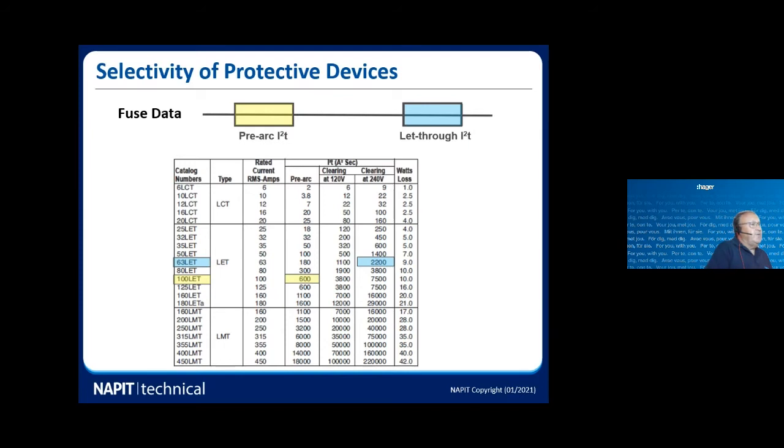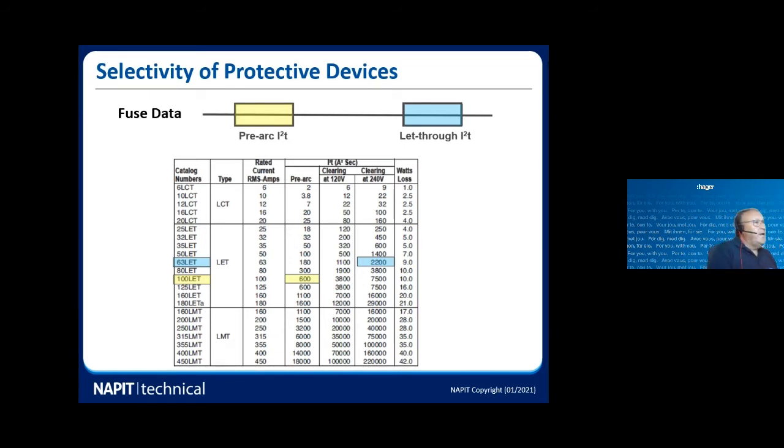So the 63 amp fuse, if you can see the data from the fuse manufacturer, what I've highlighted in blue there, would clear at 240 volts, 2,200. Now 2,200, if you look at the units on the top of that table, 2,200 amp squared seconds, I²t basically. So 2,200 packets of heat energy, we could consider that as a scenario.